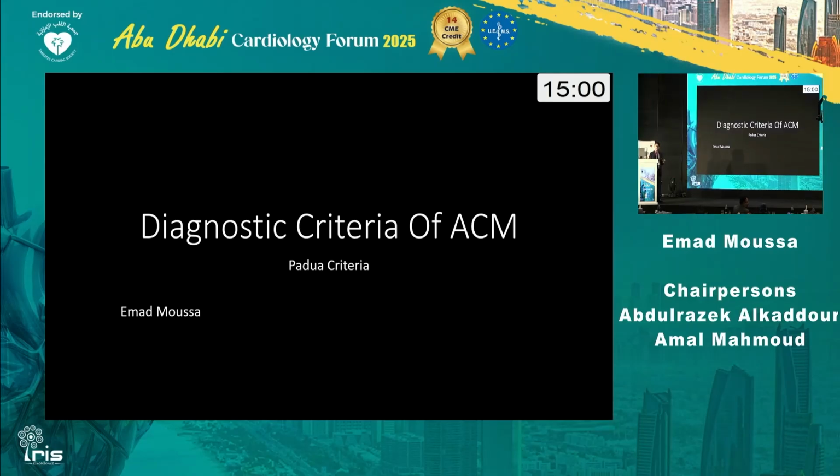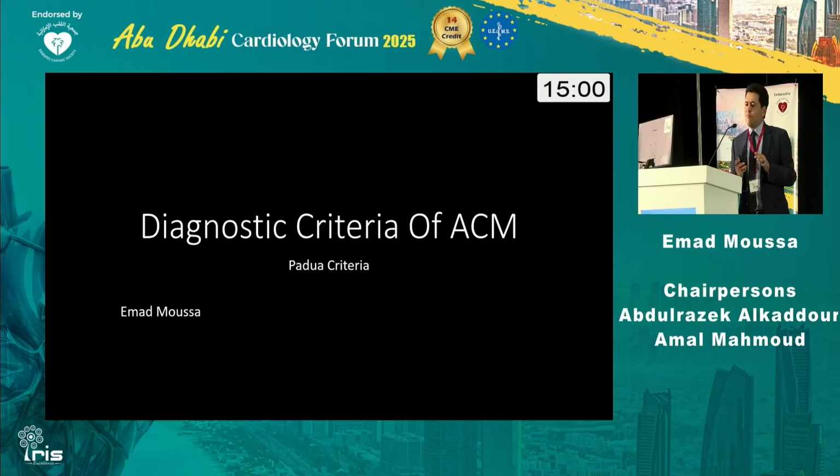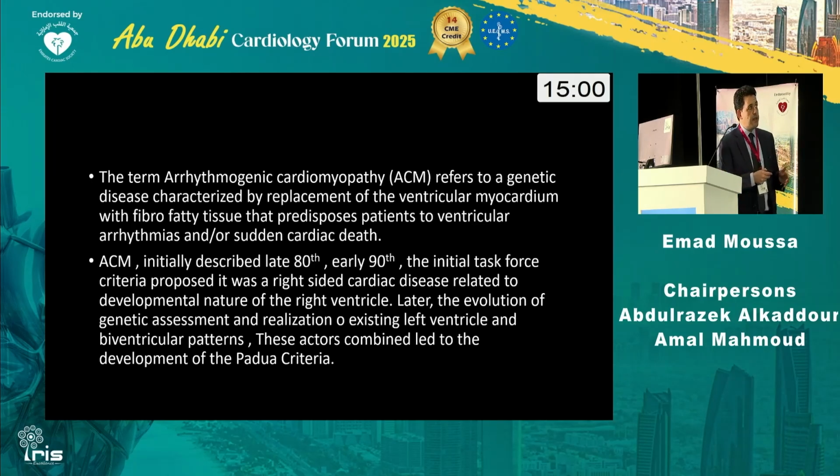Just as a quick insight, arrhythmogenic cardiomyopathy is a disease that was discovered in the late 70s and 80s. At that time, the scientists who discovered the disease thought this is a disease of the right ventricle, and it is probably related to the developmental nature of the right ventricle myocytes, which allows early scarring and fibrofatty infiltration. Accordingly, in the mid-90s and in 2010, task force criteria were proposed to diagnose the disease. And at that time, the disease was only thought to be a right heart disease.